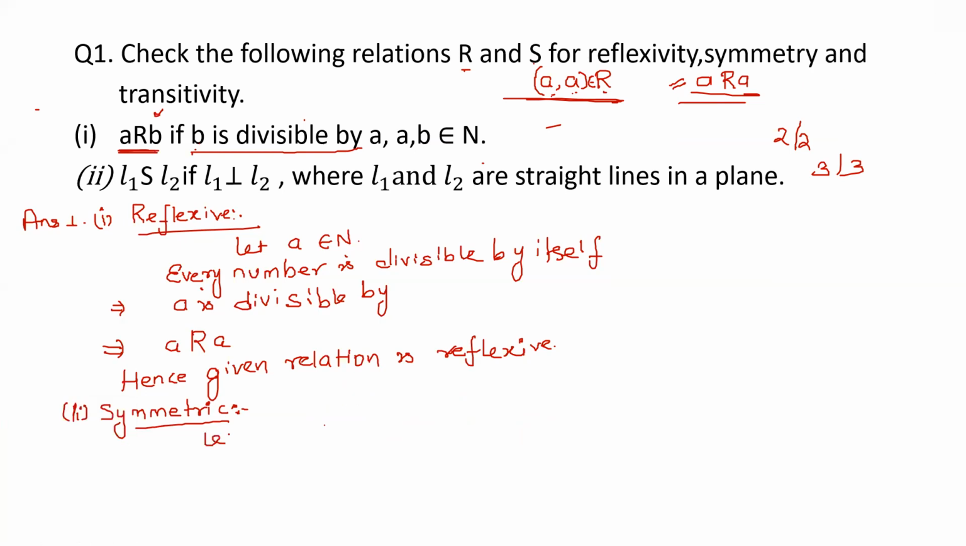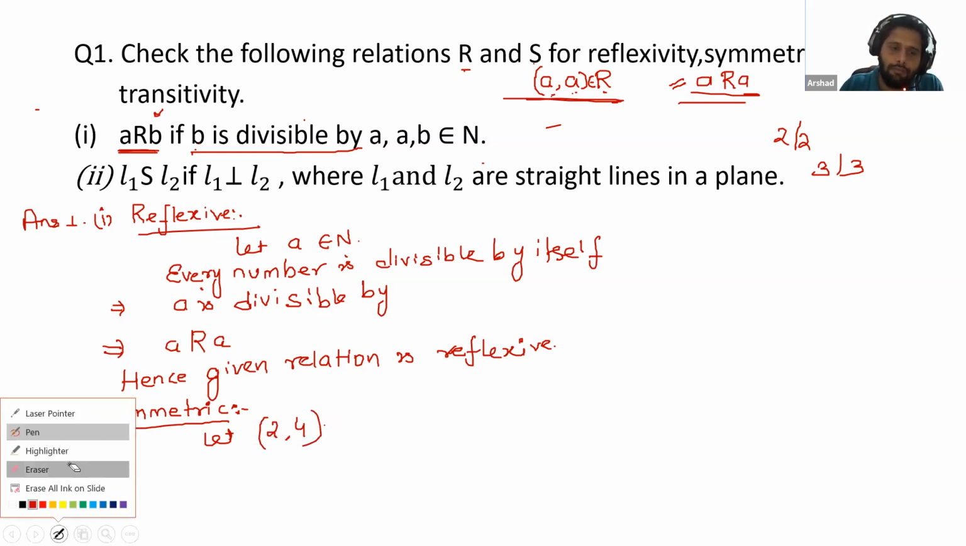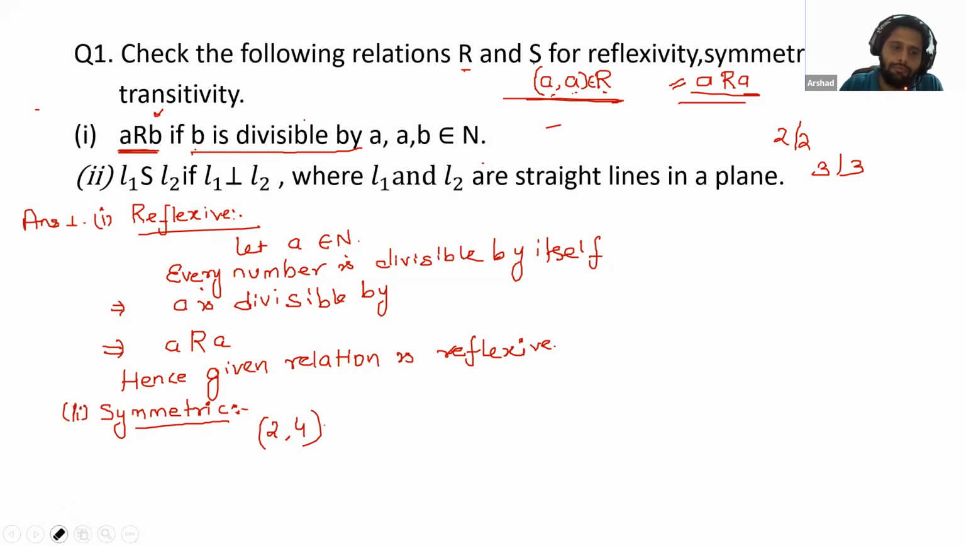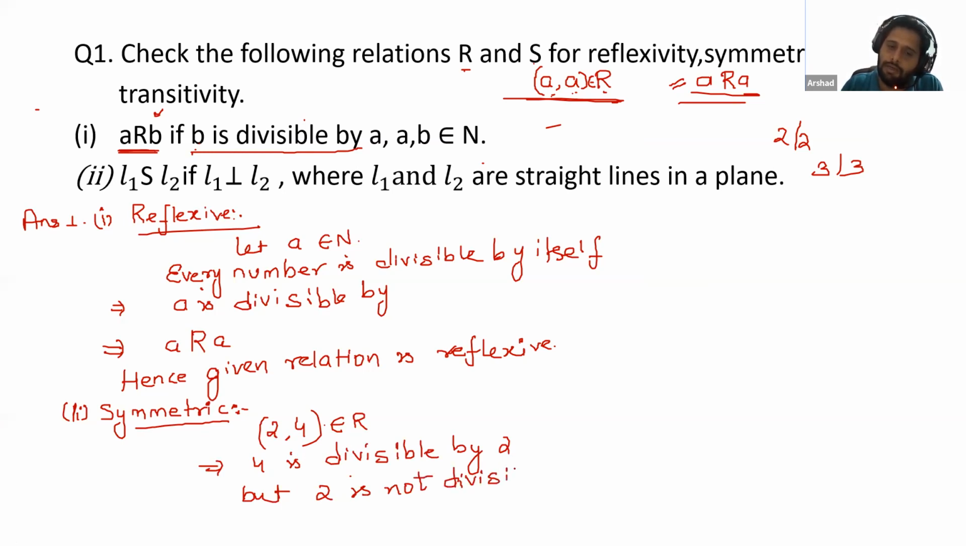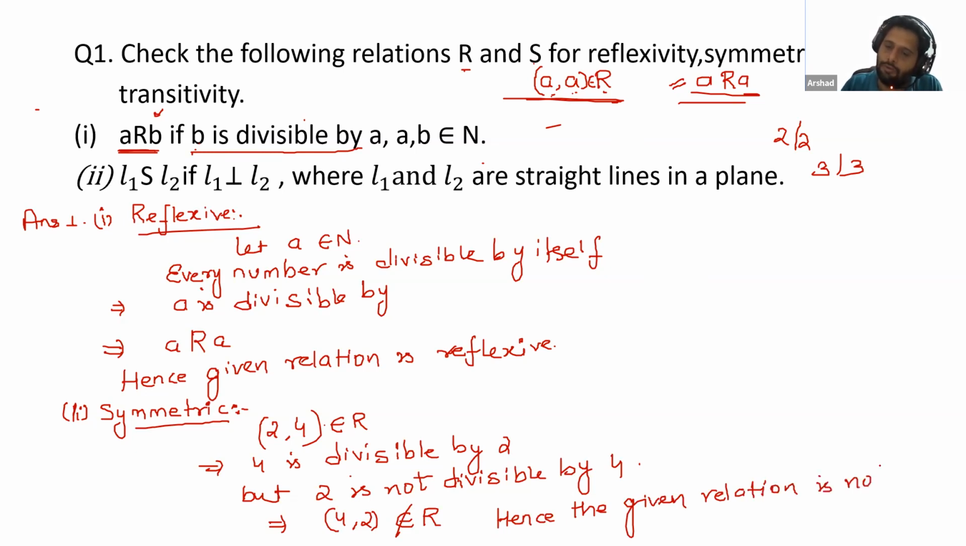So we will write like this. Now B is divisible by A, so the greater number should be here and the smaller should be here. We will write 2 comma 4 belongs to R. What does this mean? 4 is divisible by 2, but 2 is not divisible by 4. This implies 4 comma 2 does not belong to the relation R. Hence, the given relation is not symmetric.